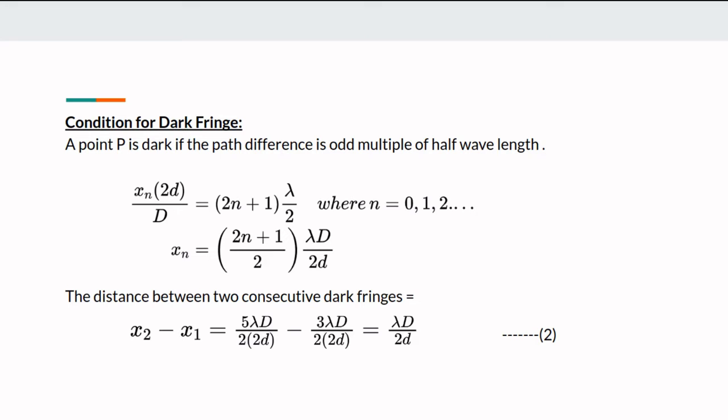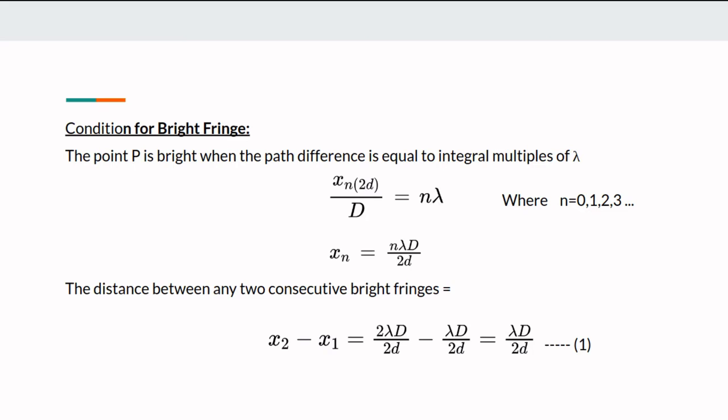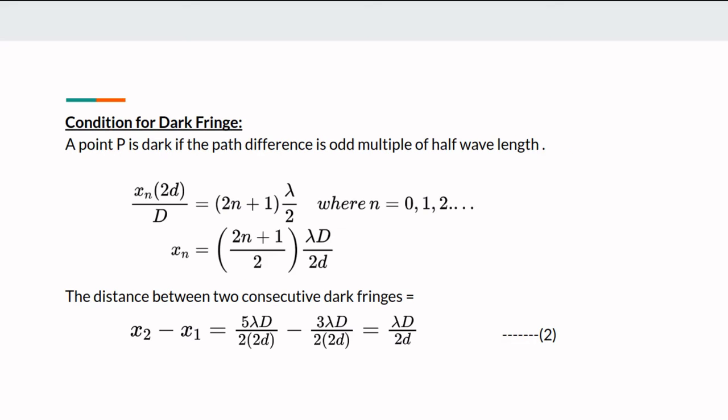That is about the bright fringe. Next, the condition for dark fringe on the screen. For example, a point P is dark if the path difference is an odd multiple of half wavelength. This is the condition we have already derived in previous classes.